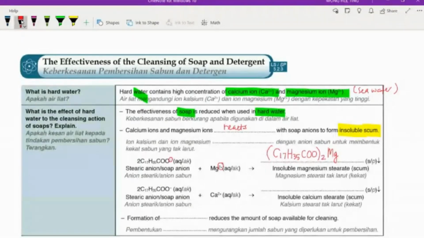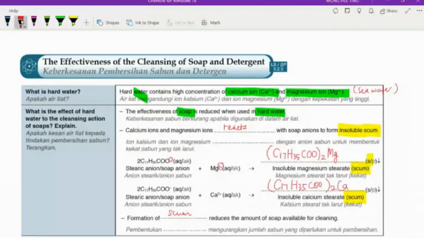Okay. So this one is called scum, an insoluble salt, which is solid. Then for the calcium, also the same: (C17H35COO)2Ca. Both are scum. Then what is the effect? Insoluble salt. The formation of scum reduces the amount of soap available for cleaning, meaning that it will reduce the cleaning action.